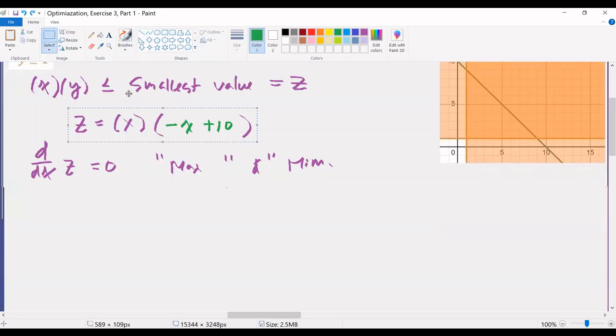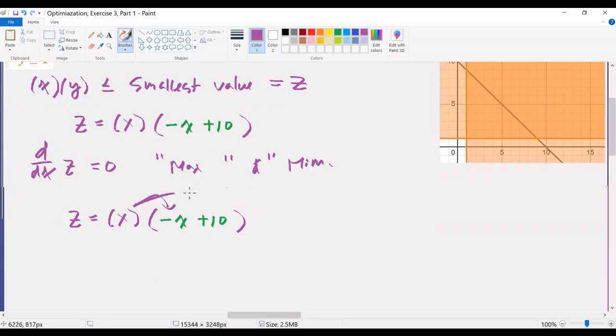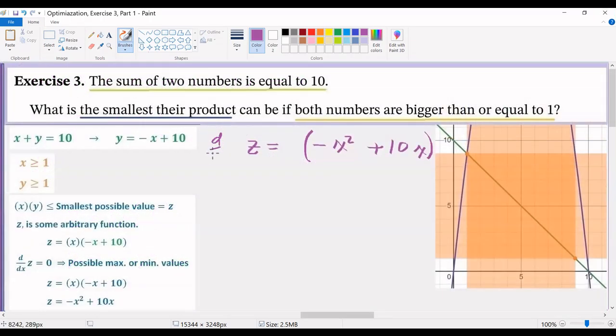So we'll need to take our z function and distribute the x so that we don't have to do the product rule when taking the derivative. We end up with negative x squared plus 10x. Time to take the derivative and set dz/dx equal to 0. So we have 0 is equal to minus 2x plus 10. And we're going to solve for x by adding 2x to both sides. So 2x equals 10. Then divide by 2. So we have x is equal to 5.